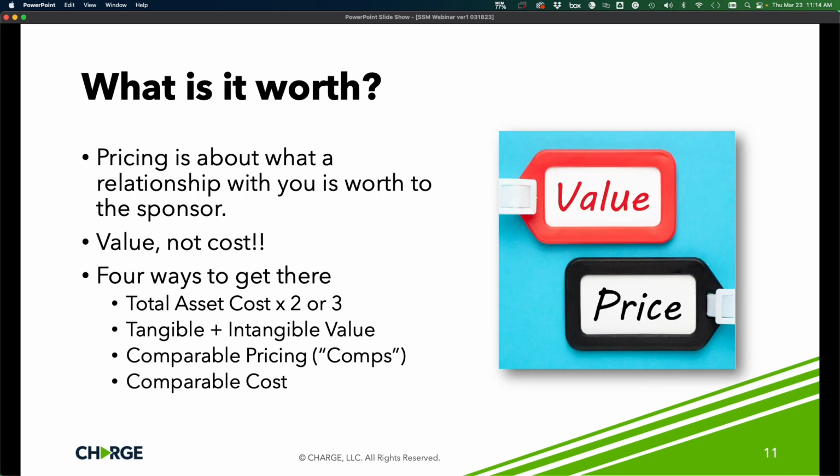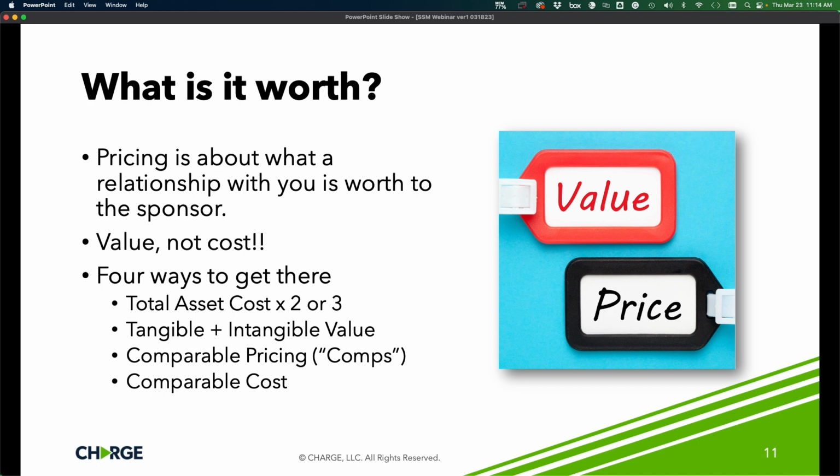The most frequent question I get from sponsorship sellers is, what is this thing worth? What price should I ask? Because the fear is if you ask too much, you're going to turn off prospective sponsors. If you ask too little, you're really underselling what you have to offer. So pricing is a question that I get frequently.